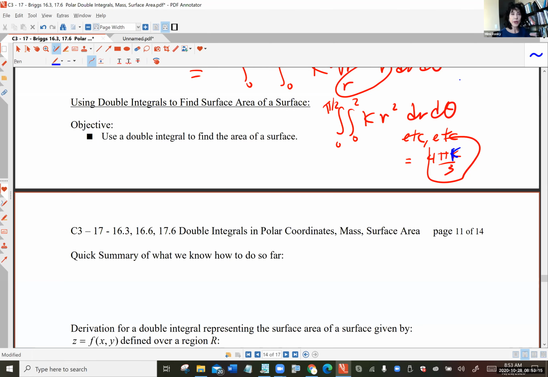So here's a quick summary of what you should know how to do so far. I'm talking about double integrals, because otherwise we could go over all kinds of things you know how to do so far in this class if we start from the first day of class with vectors. But I'm talking about double integrals.